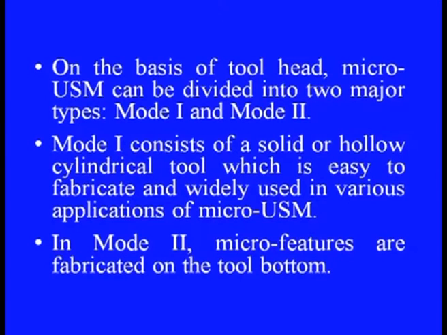On the basis of tool head, micro USM can be divided into 2 major types, mode 1 type and mode 2 type. In mode 1 type, this consists of a solid or hollow cylindrical tool which is easy to fabricate and widely used in various applications of micro USM. In mode 2, micro features are fabricated on the tool bottom. The tool functions as a pattern and it travels vertically towards the workpiece, and therefore, micro features can be replicated onto the workpiece in one sinking operation.